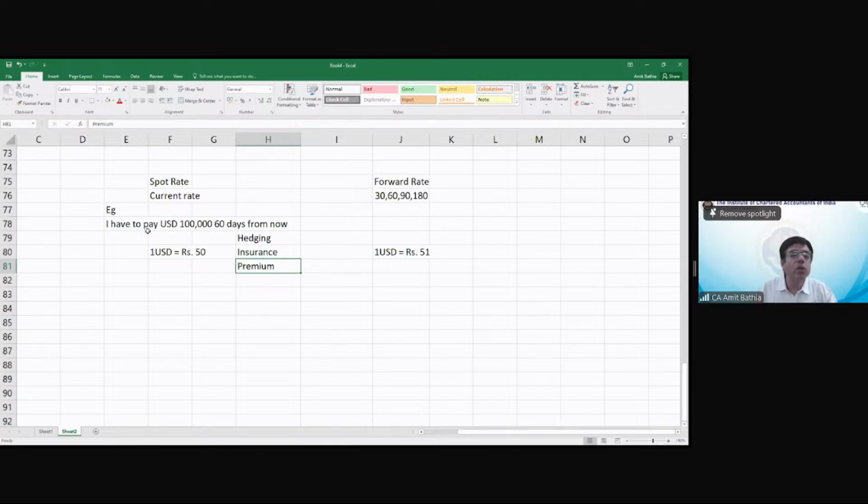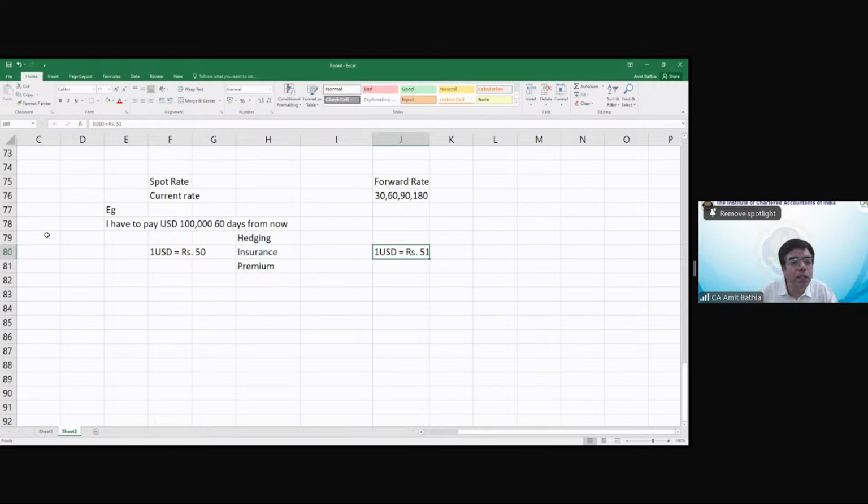Right? So here, spot rate, forward rate. What do you mean by spot rate? Spot rate is nothing but the currently available rate in the market, which is 1 USD equal to rupees 50. On the other hand, I have a forward rate, which is a rate expressed in a future period, which may be 30, 60, 90, or 180 days down the line.